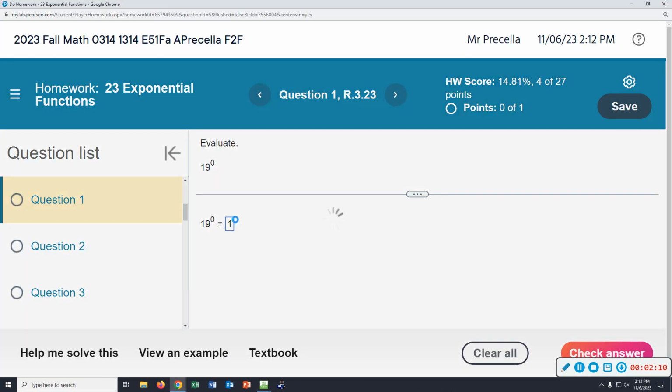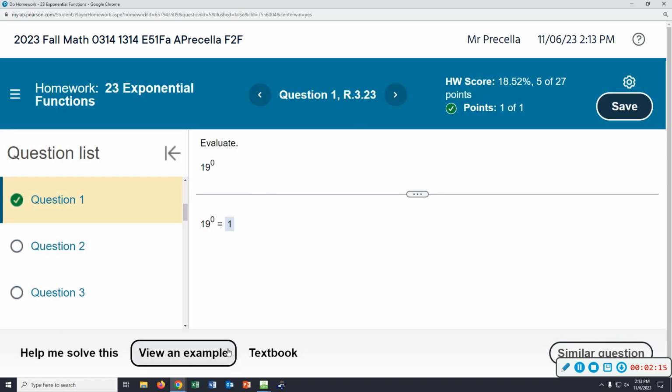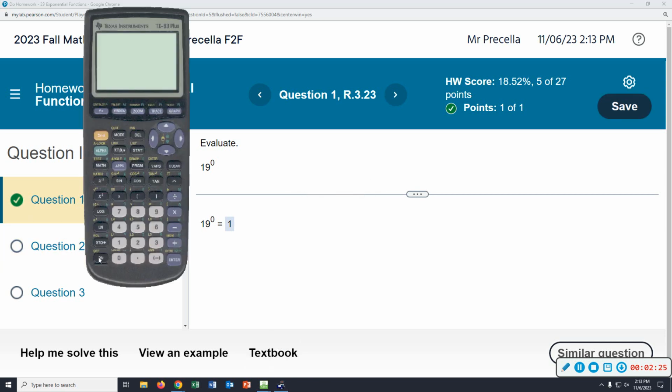Anything to the 0 power, any non-zero. Pull up a calculator, because sometimes students don't believe that unless they see it with a calculator. In order to enter an exponent other than squared, you use that little caret. 0 to the 0 is undefined. 19 to the 0 is 1.